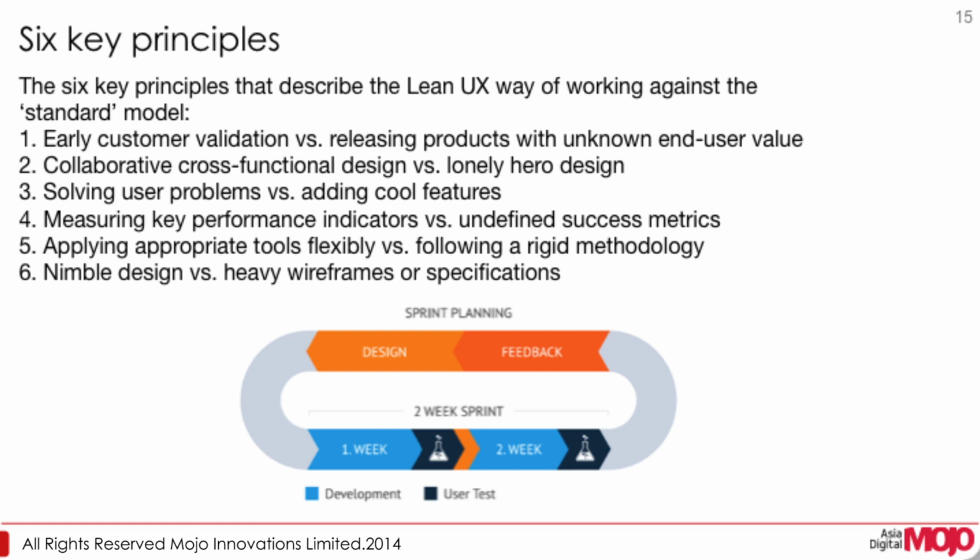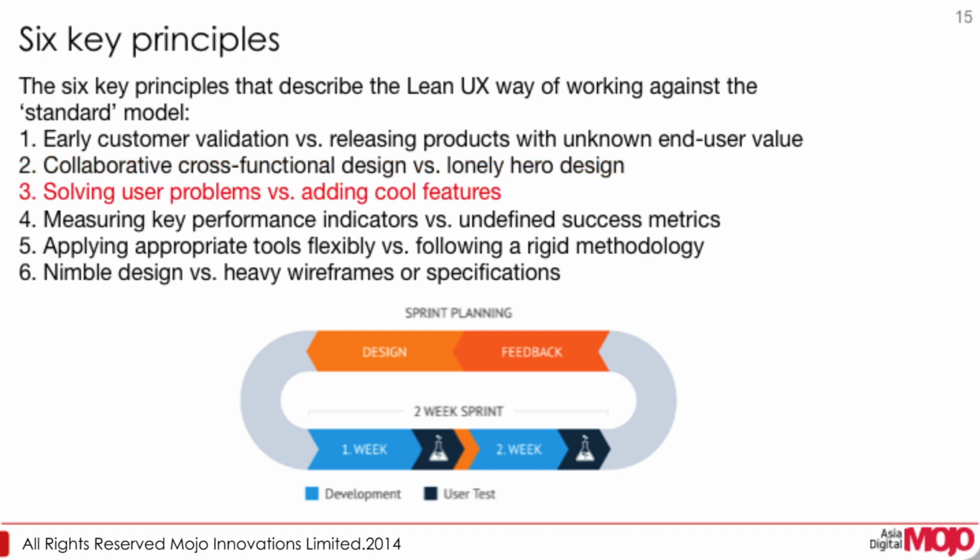So the first one is early customer validation. Instead of releasing products with unknown end users, you need to involve users in the very early design and development stages instead of bringing the final product to the end user at the very end. The second one is collaborative cross-functional design instead of only hero design. So in Lean UX, we don't believe there is only one person who is correct in the team. We need to get as many ideas and opinions as we can.